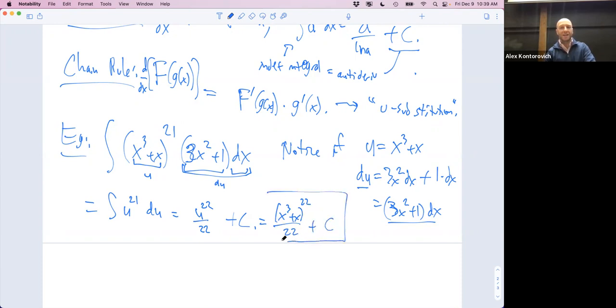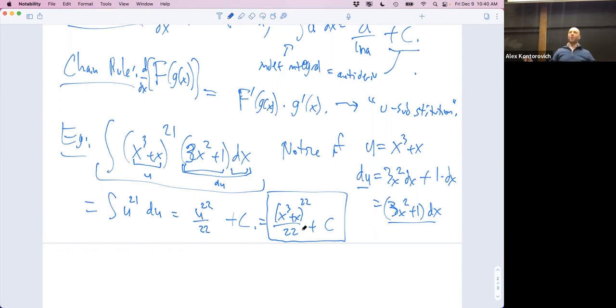That is the antiderivative of this god-awful complicated thing. So if you were to multiply x cubed plus x to the 21st power all out, you would get this god-awful polynomial. It's going to have 40-some terms. You integrate all those terms, term by term, and you factor, you will find that you multiplied out x cubed plus x to the 22nd power and divided by 22.